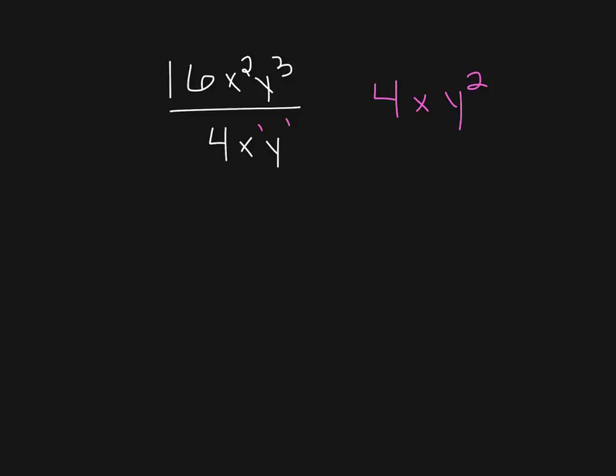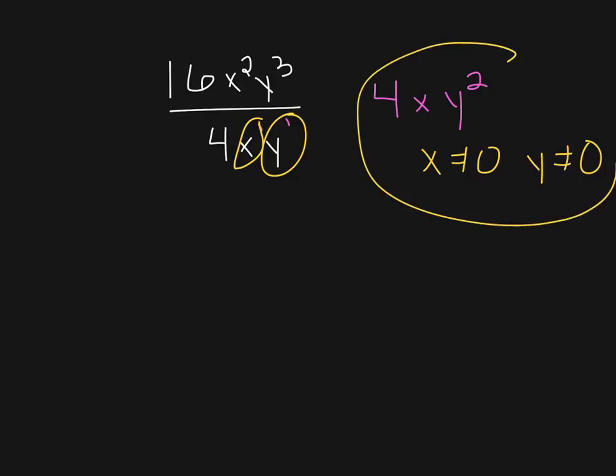We do, however, have some variables in the denominator. So x cannot equal 0. Y cannot equal 0. And that is our answer. It reduces to 4xy squared, and then x cannot equal 0, y cannot equal 0.